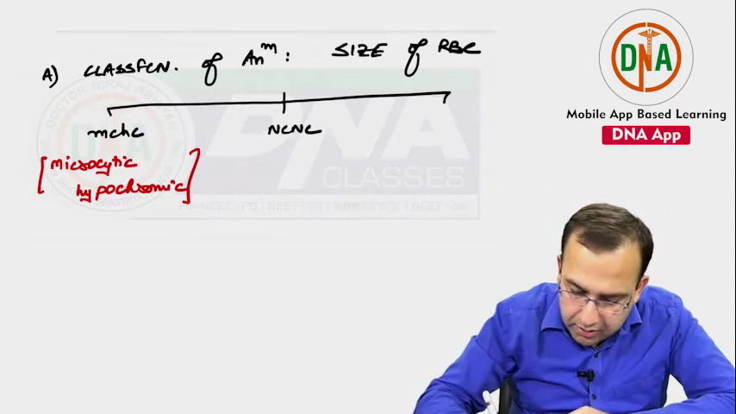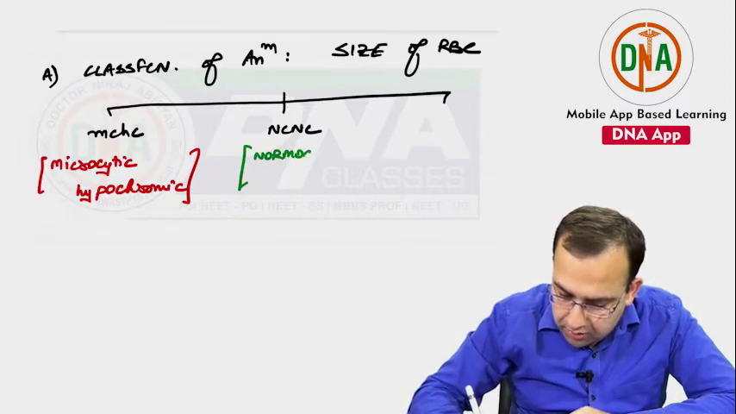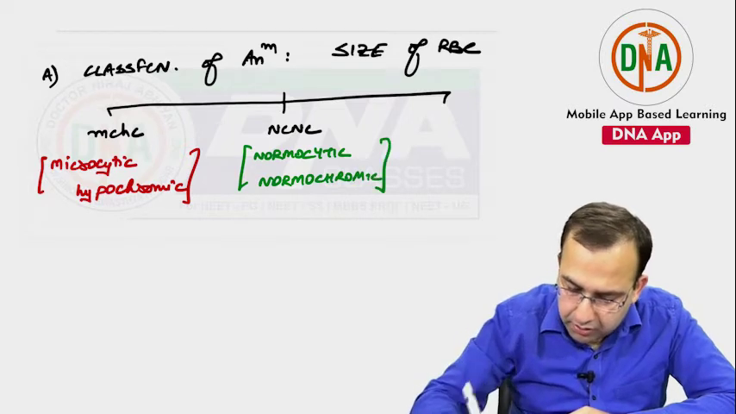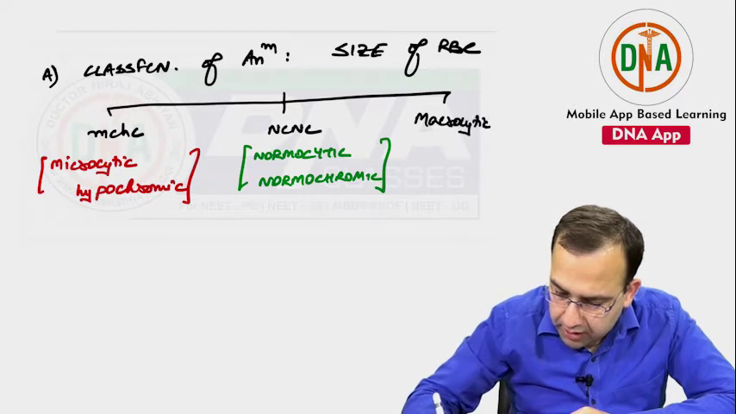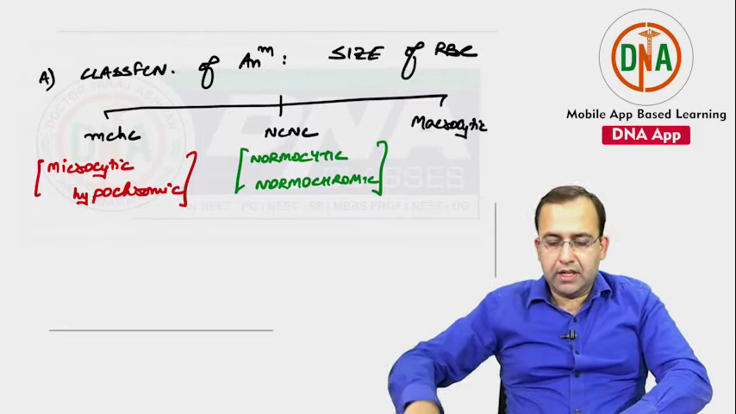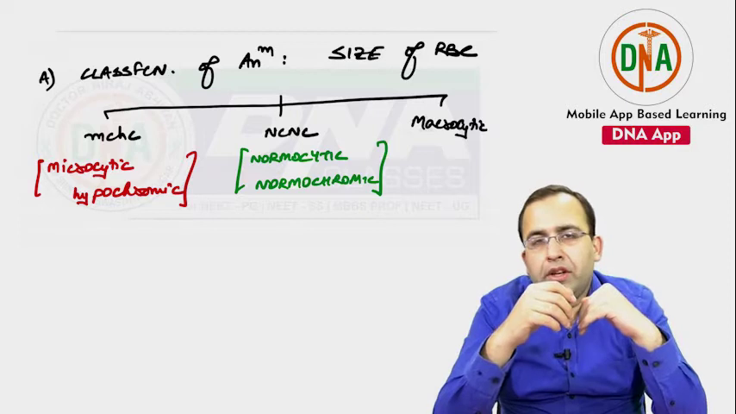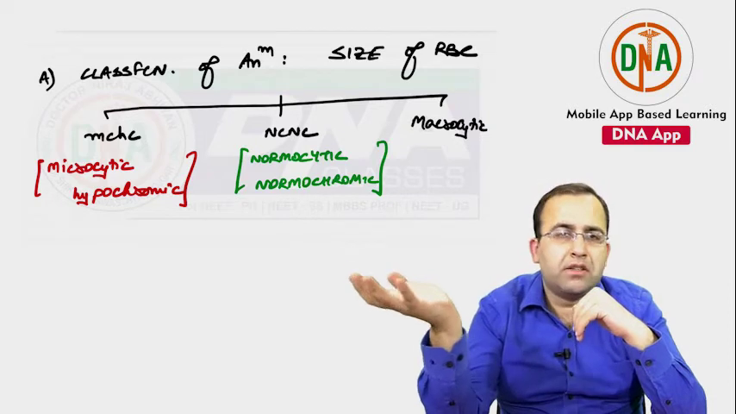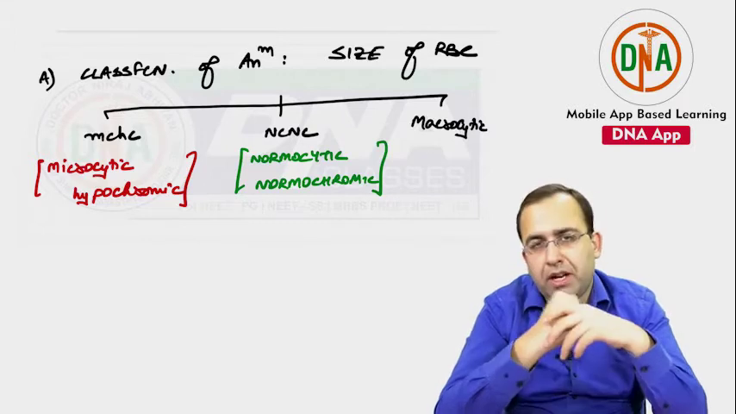NCNC, that is normocytic normochromic. And the last is macrocytic anemias. Let's see this on the basis of size. RBC can either be smaller than normal, microcytic, normal size, normocytic, or larger in size, macrocytic. Microcytic hypochromic, normocytic normochromic, macrocytic.